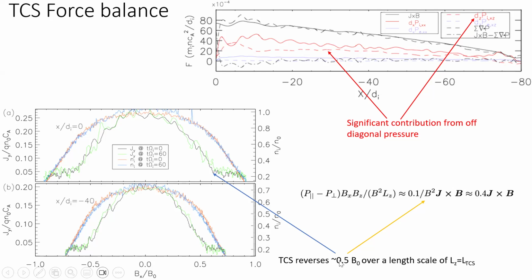And then when you plug in a half for this B squared, you find that the off-diagonal pressure is responsible for about 40% of the J cross B force in this current sheet. So the off-diagonal pressure is playing a big role in the force balance, as expected.